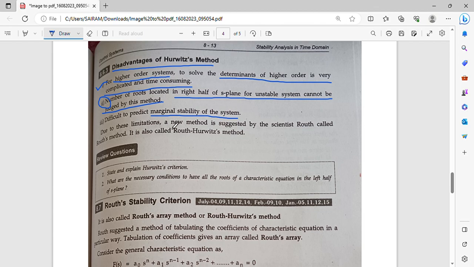Fine. And due to these limitations, a new method was suggested by the scientist Routh, called Routh's method. So it is also called the Routh-Hurwitz method, as we are saying.